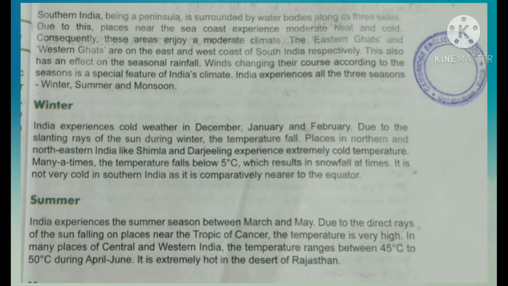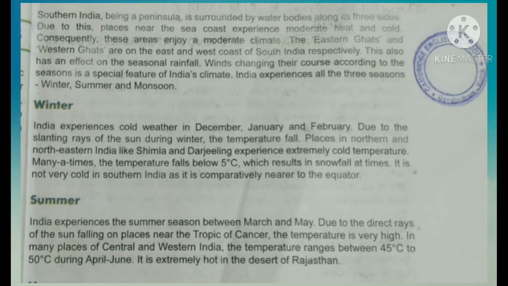Our next season is summer season. India experiences the summer season between March and May. There is summer season in India from March to May. Due to the direct rays of the sun falling on places near the Tropic of Cancer, the temperature is very high. The sun rays fall directly on the places near the Tropic of Cancer, so the temperature increases there.